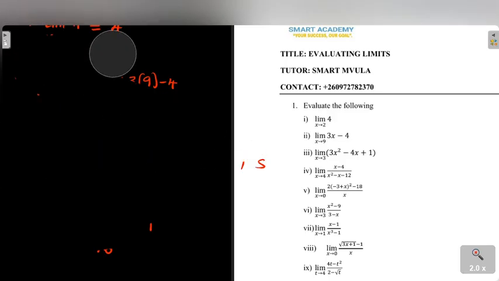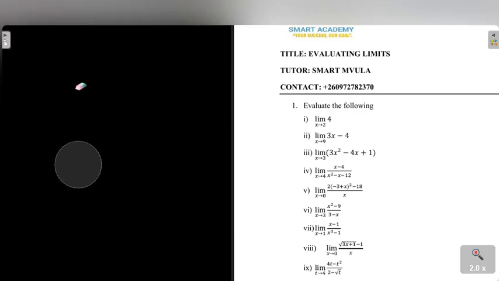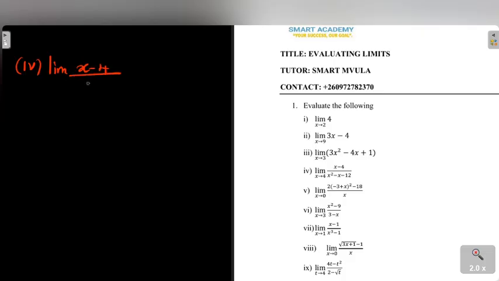So now we move to part 4. Part 4, what we have is the limit of x minus 4 over x squared minus x minus 12 as x approaches 4. That's the question that we have. So how do we evaluate this one?